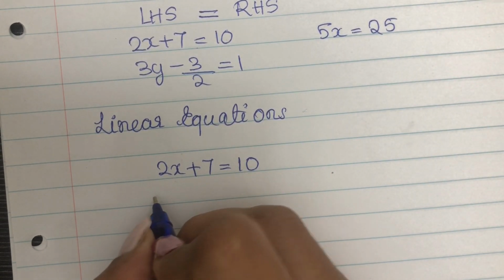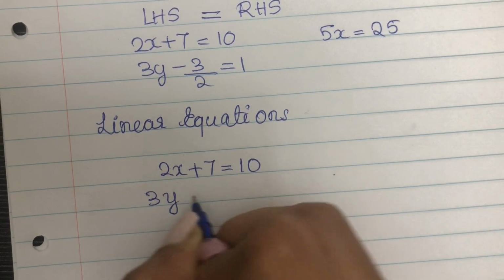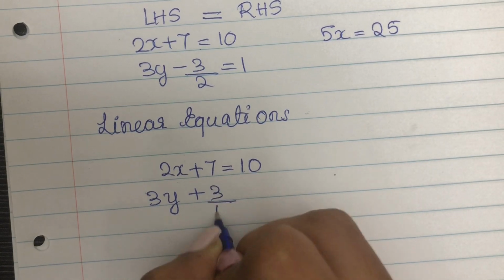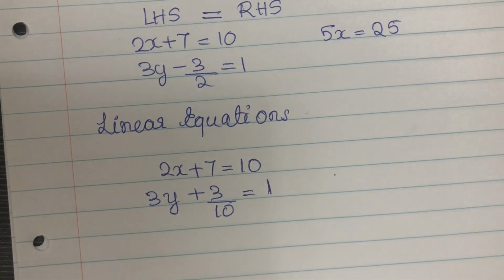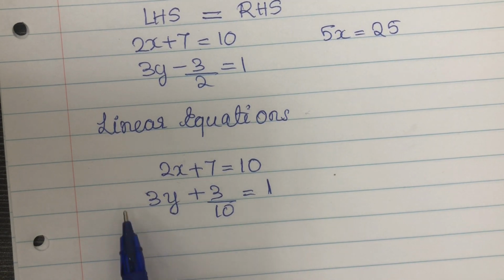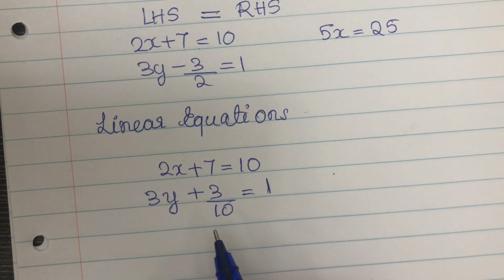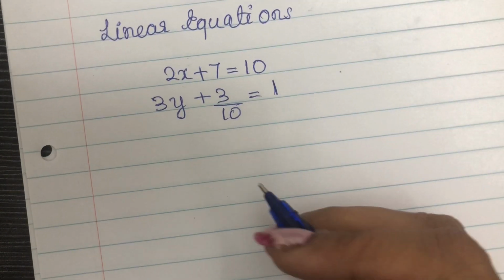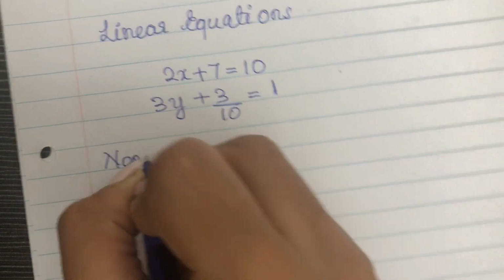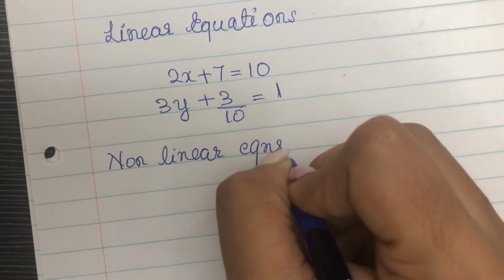For example, 3y plus 3 by 10 is equal to 1. So here also the variable is y and the highest power is only 1. So this is a linear equation. So you understood, right? So we will see some equations which are not linear equations. Non-linear equations.